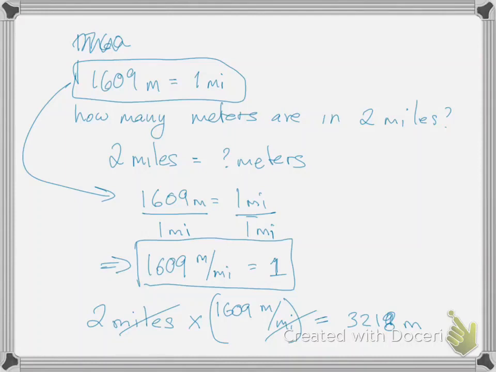Now, some of you who are astute might also say, hey, but wait, with that conversion factor, I didn't have to divide both sides by a mile. I could have divided both sides just as well by 1,609 meters. 1,609 meters equals 1 mile.